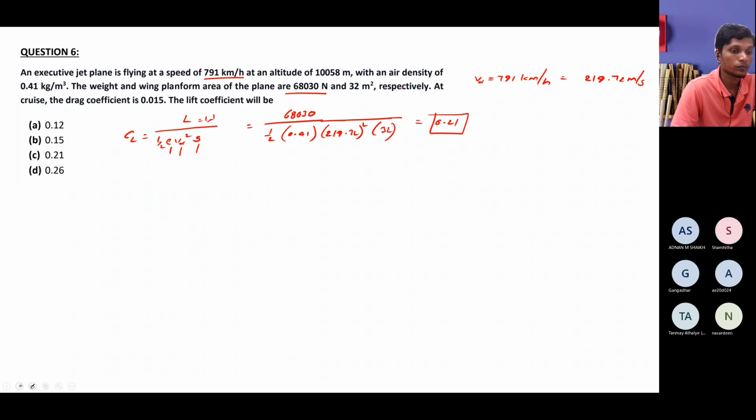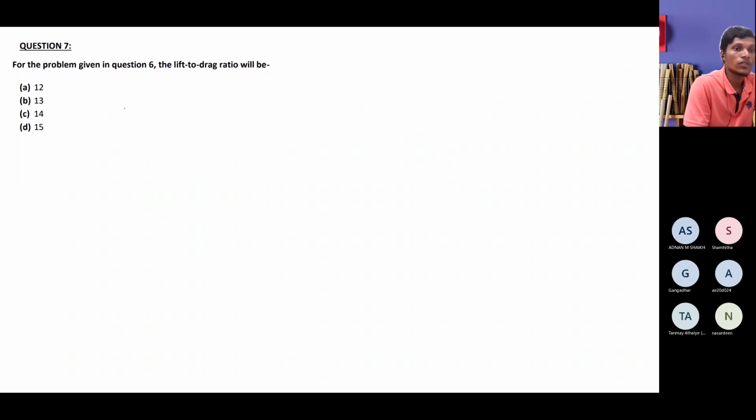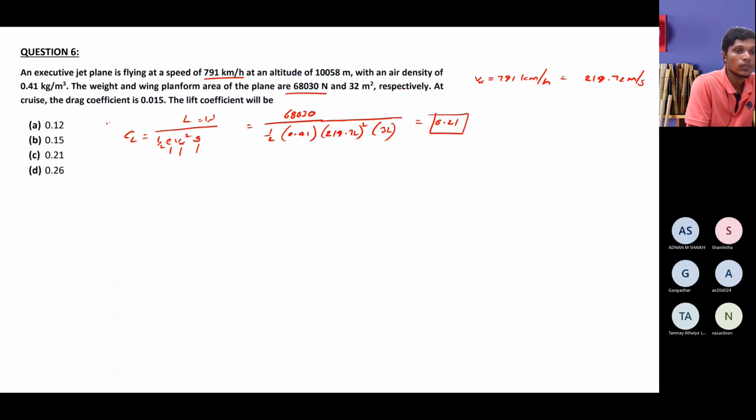Let's go to the next one. Problem 7. For the problem given in question 6, the lift to drag ratio will be. The lift to drag ratio is asked, that means the L by D ratio. Do we have the drag value in the previous problem? We have only the drag coefficient, but we don't have the drag value. But what we can do is multiply this CD into half rho V infinity square times S. As we have all these values, we will get the drag value.